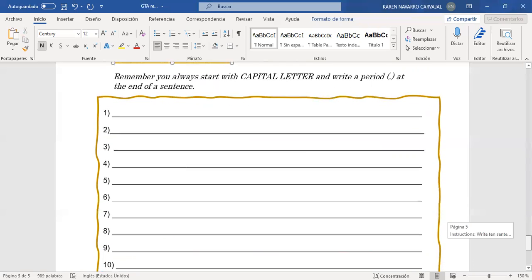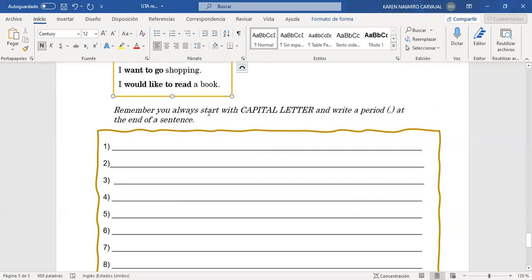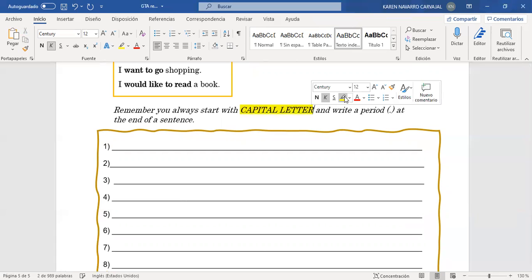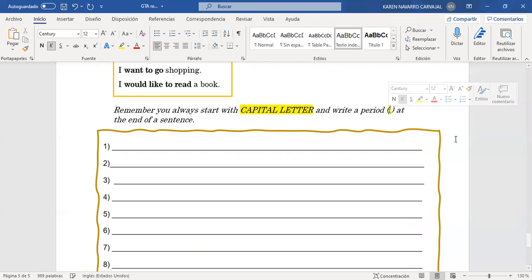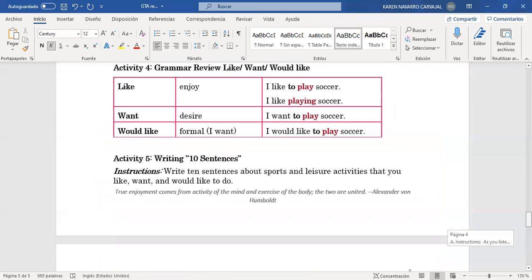Right here, you would write your own sentences. You have to write 10 sentences. And remember to start with a capital letter and to end in a period. It's very important to end in a period, okay?